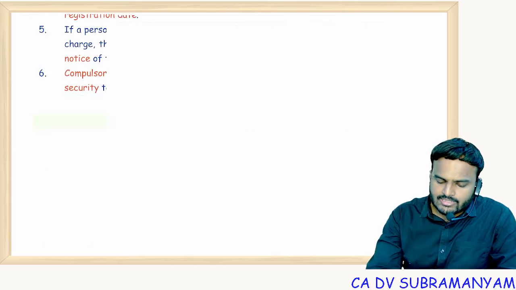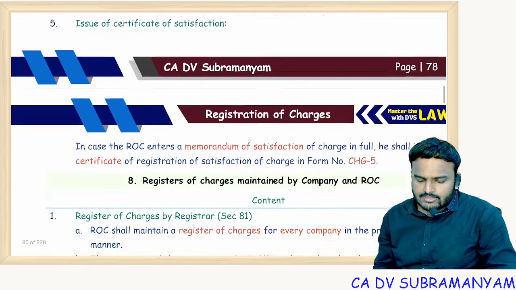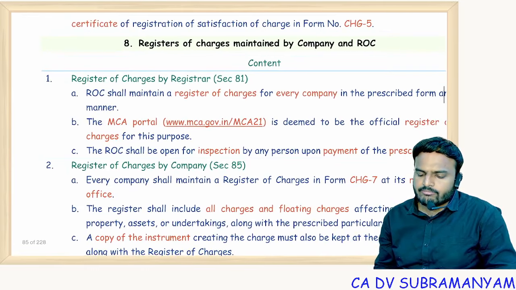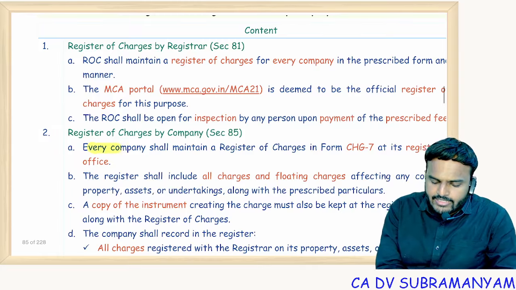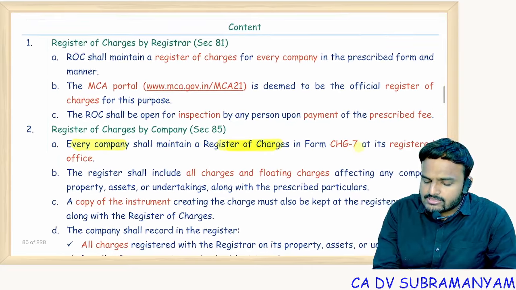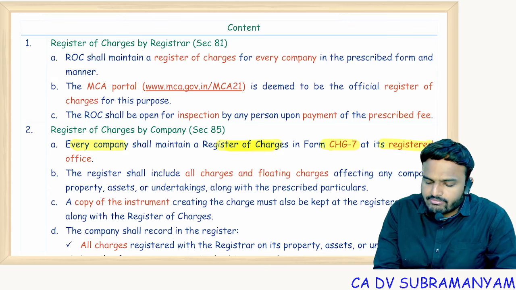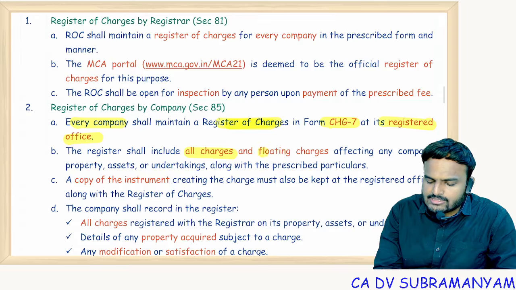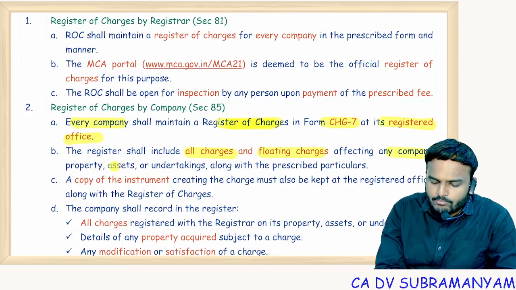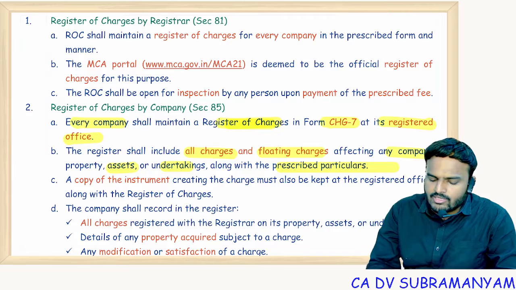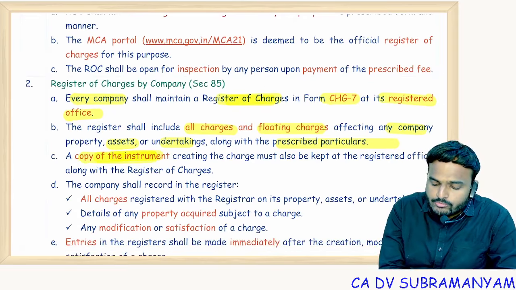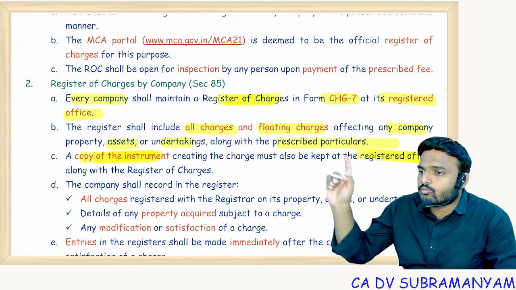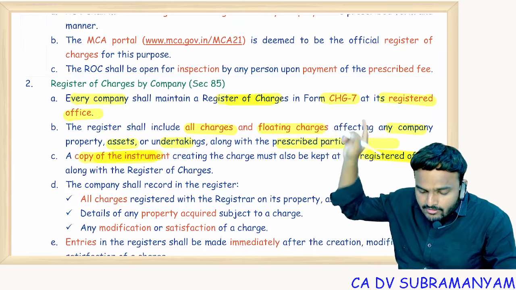So for that, let's see the register of charges maintained by the company and ROC. Every company shall maintain a register of charges in which format? CHG-7. Where? At the registered office. The register shall include all charges and floating charges affecting any company property, assets, or undertaking along with the particulars. A copy of the instrument should also be kept at the registered office, but in the question they maintained it at the corporate office.